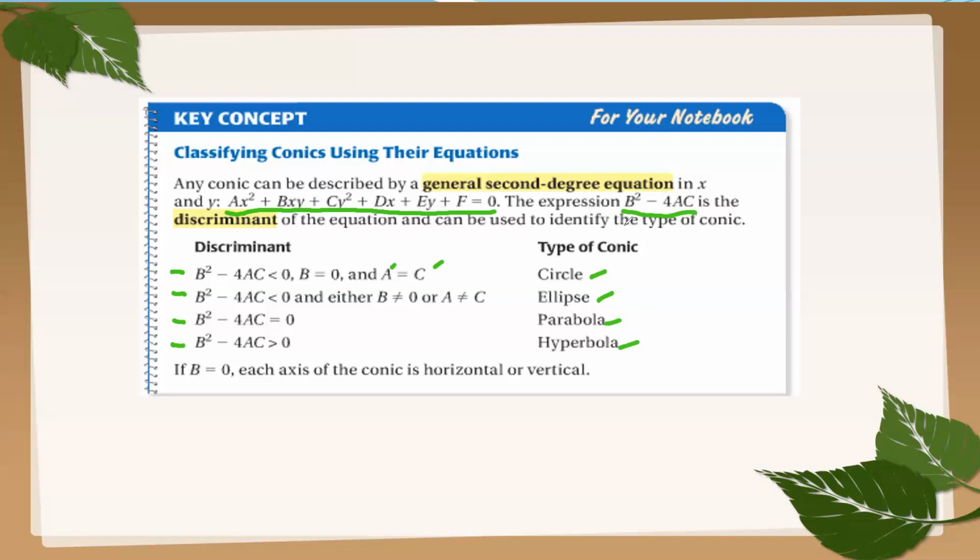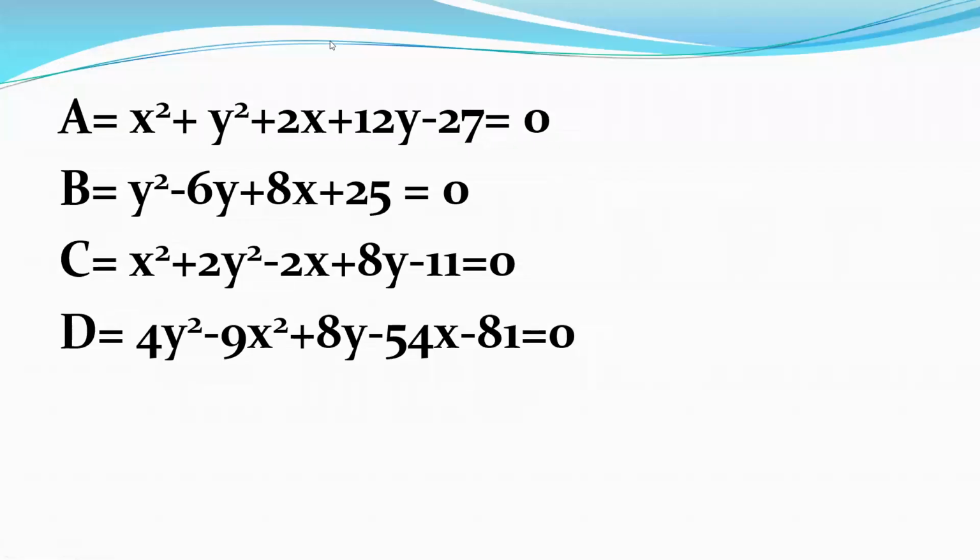And then, aside from using the discriminant, pwede rin nating i-observe na lang yung ating equation. So, let's try to identify the following equation kung anong uri ng conic section sila. So, we have here equations A, B, C, and D. So, paano ba natin malalaman kung anong uri ng conic section sila? Kung mapapansin mo sa equation A, yung x squared and y squared, that's A and C.